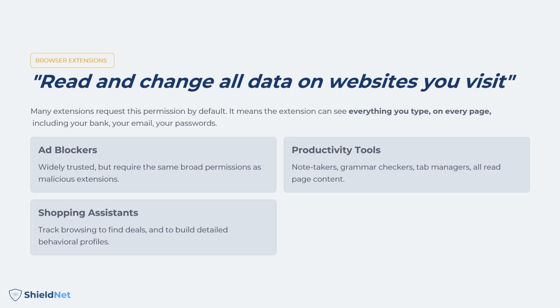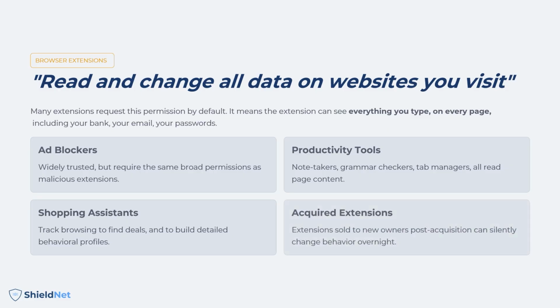Shopping assistants and coupon finders. These typically send your entire browsing history to the extension provider's servers to identify relevant offers. That is extensive behavioral data collection in exchange for small discounts. Consider whether that trade-off is worthwhile. If using one, use a separate browser profile dedicated to shopping.